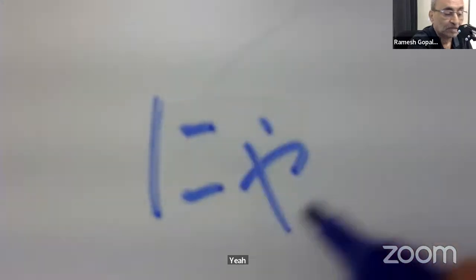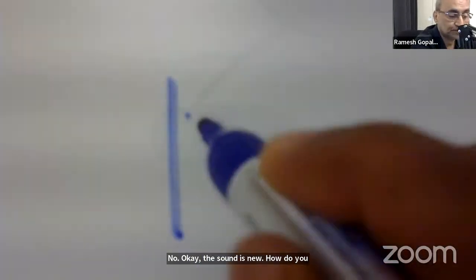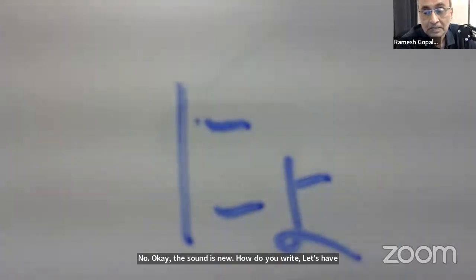Now ni is the next sound. And now it is nya, nya, nya. Here it is nya, like kya. Nya, nyu, nyo. This is one kana. Okay. What is the sound for this kana? Nyu. Okay. The sound is nyu. How do you write nyu? This is how you write nyu. So nya, nyu, nyo. Okay. What is the next I sound?